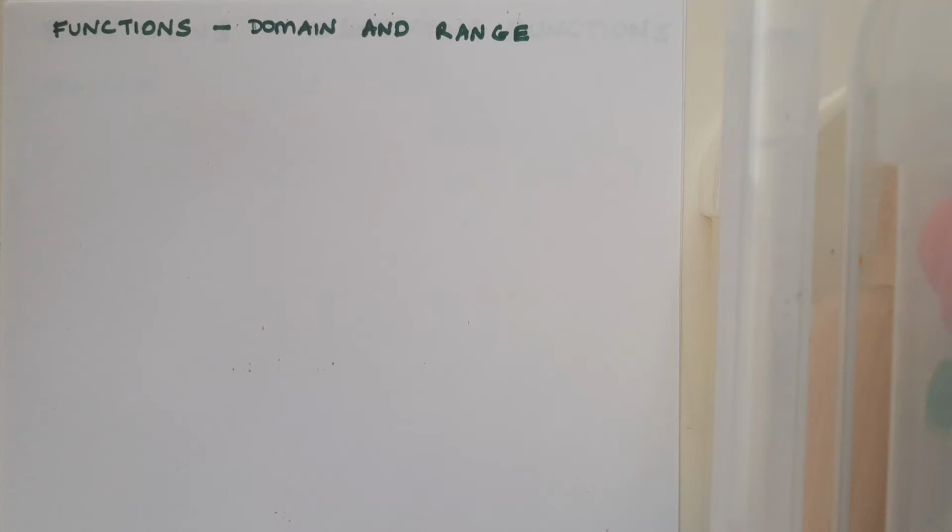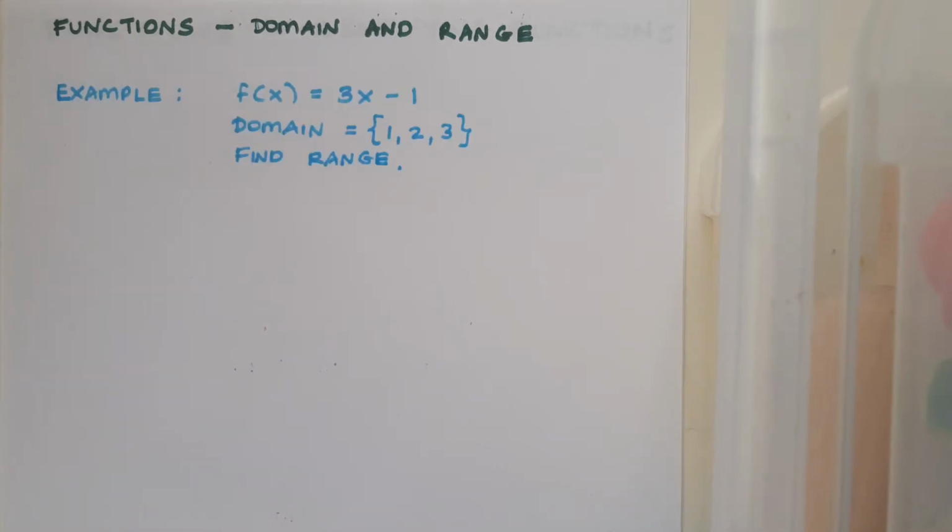This video about functions focuses on domain and range, and there'll be a little bit about sets of couples as well at the end. So here's an example that we're going to use to explain domain and range. Here I've clearly got a function, f of x equals 3x minus 1. I'm also given a domain, and I'm asked to find the range.